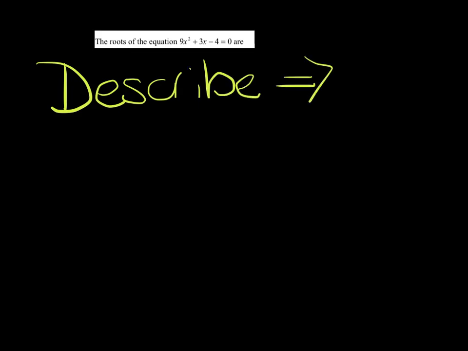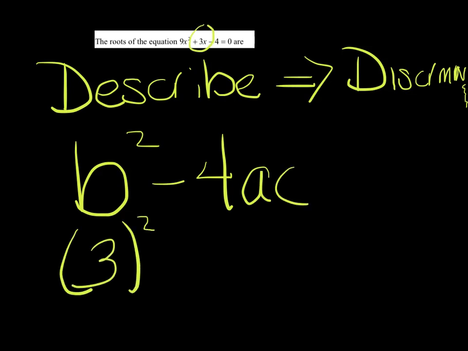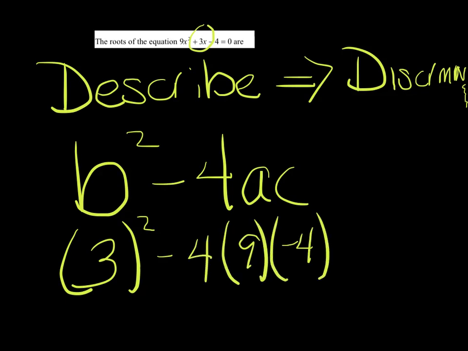So you just have to know, if they want you to describe something, that means in your head you have to use the discriminant. So we'll squeeze it in there. So I'm going b squared minus 4ac. And I'm saying to myself, okay, my b is 3. So notice my parentheses squared, minus 4 times 9 times negative 4. B squared minus 4ac. So this gets me 9. Oh, this will definitely be a positive, and 144. If I add those together, I get 153.